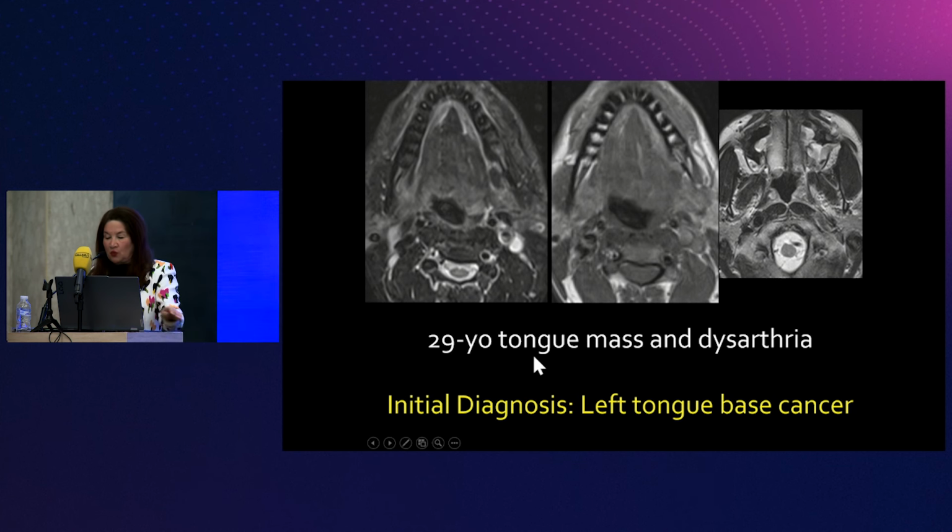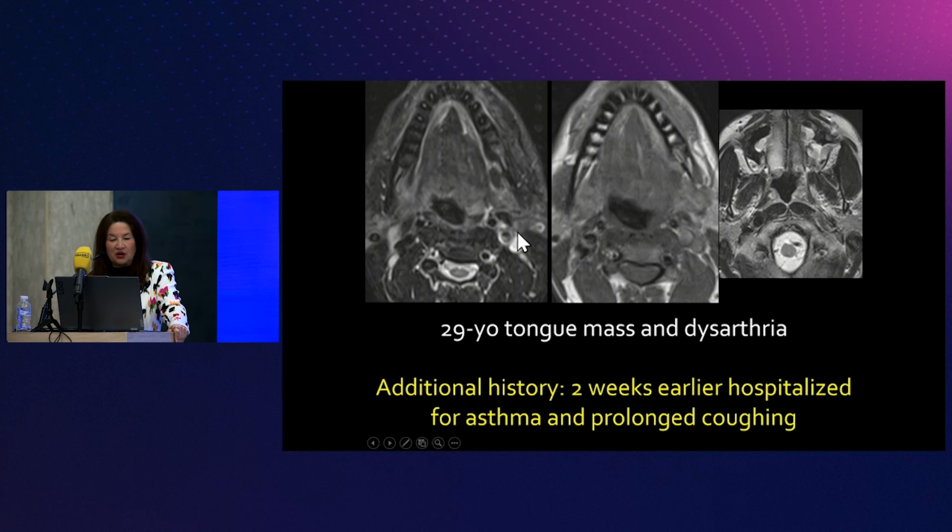This was a 29-year-old that came in with quote-unquote a tongue mass and dysarthria. The initial diagnosis in this 29-year-old was a base of tongue cancer. I can share with you that there's no mass here. I just see the tongue protruding back. And so if you got the additional history that 2 weeks earlier they were hospitalized for asthma and prolonged coughing, you would go back here and see that this is tongue paralysis, not a tongue mass.